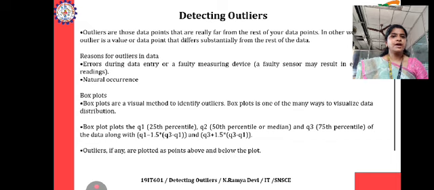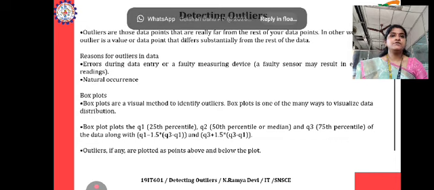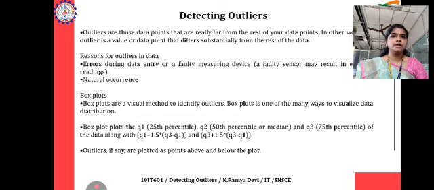For example, first we have to calculate Q1, which is the 25th percentile, Q2, which is the 50th percentile, also called the median, and Q3, which is the 75th percentile of the data. So how will we calculate? Q1 minus 1.5 into (Q3 minus Q1). Q3 is the 75th percentile, and we take the difference of the 75th percentile and the 25th percentile. And also Q3 plus 1.5 into (Q3 minus Q1). Outliers, if any, are plotted as points above and below the plot.